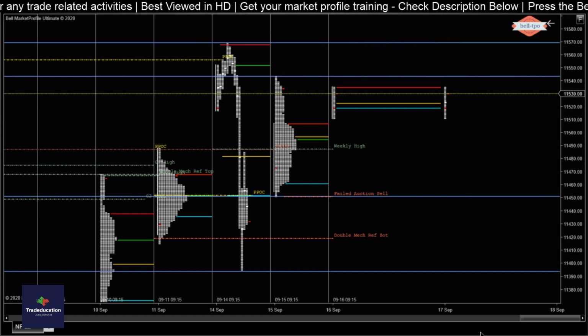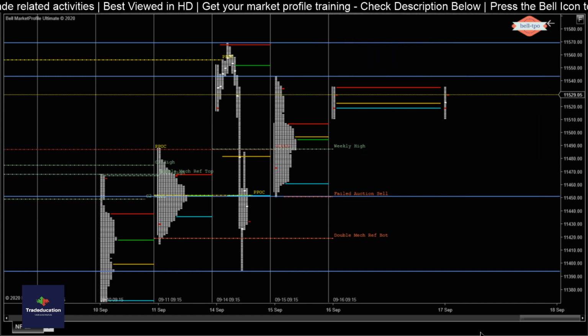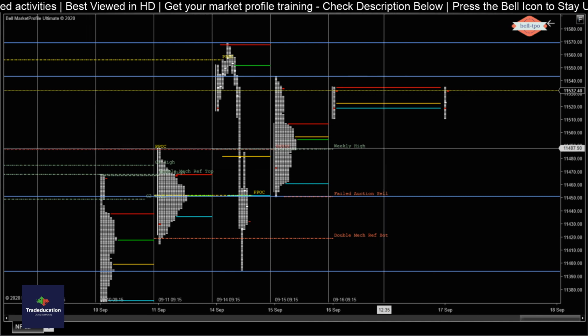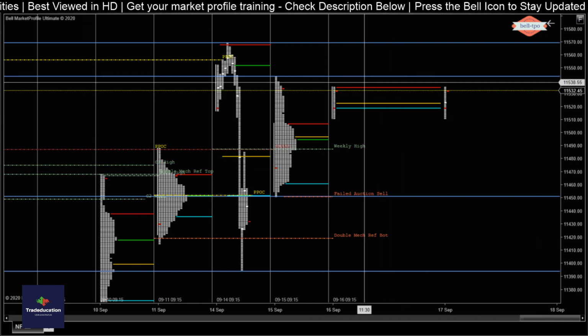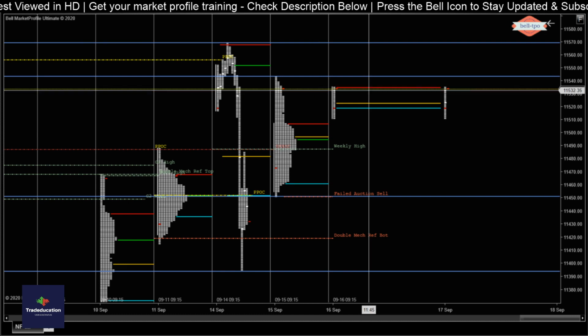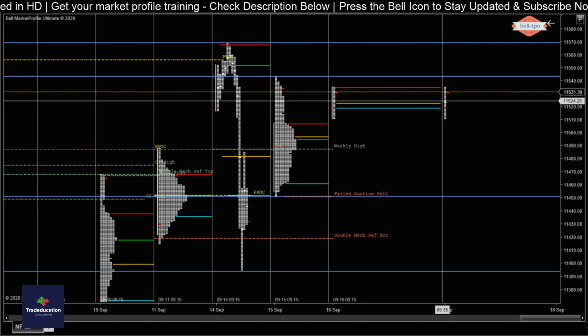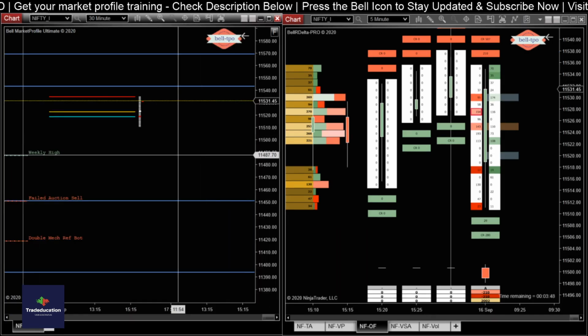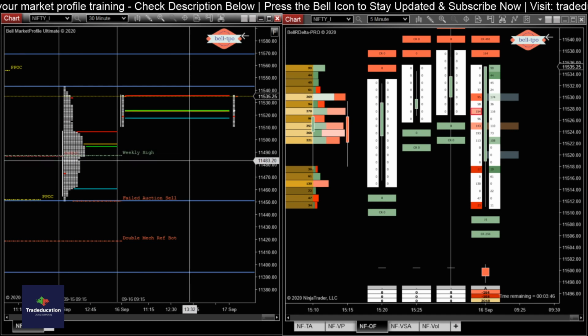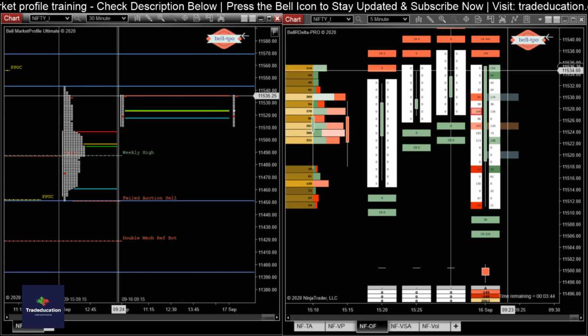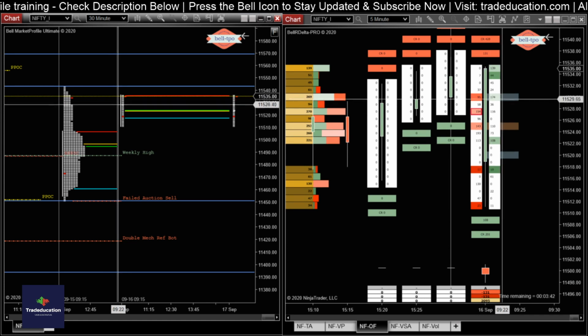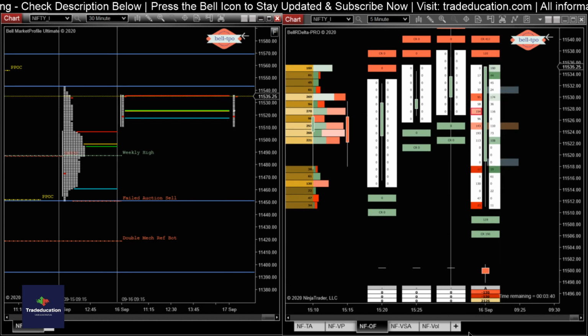So let me delete all. So now it is just tagging the close of yesterday and just sellers coming down. So let's look at the order flow. So good buying pressure, delta is negative, but buyers are stepping in.